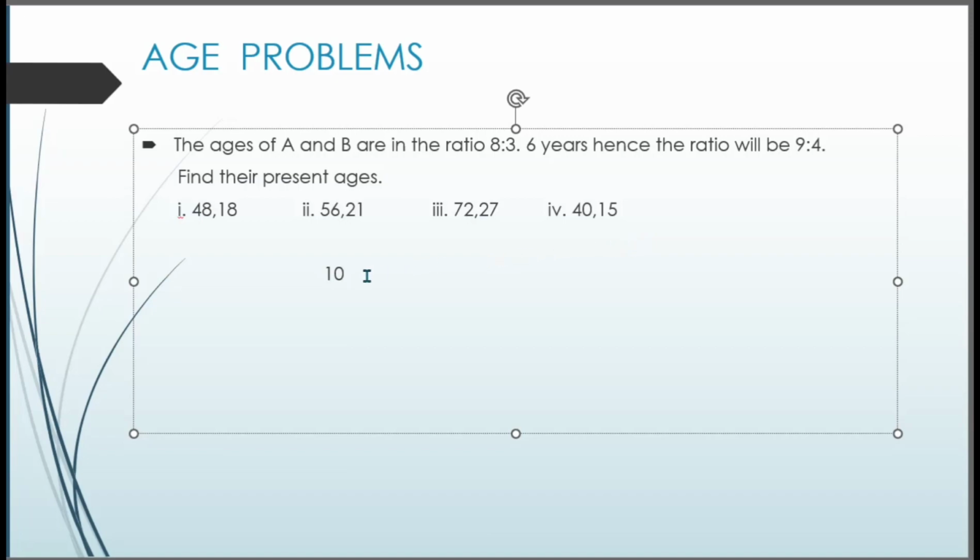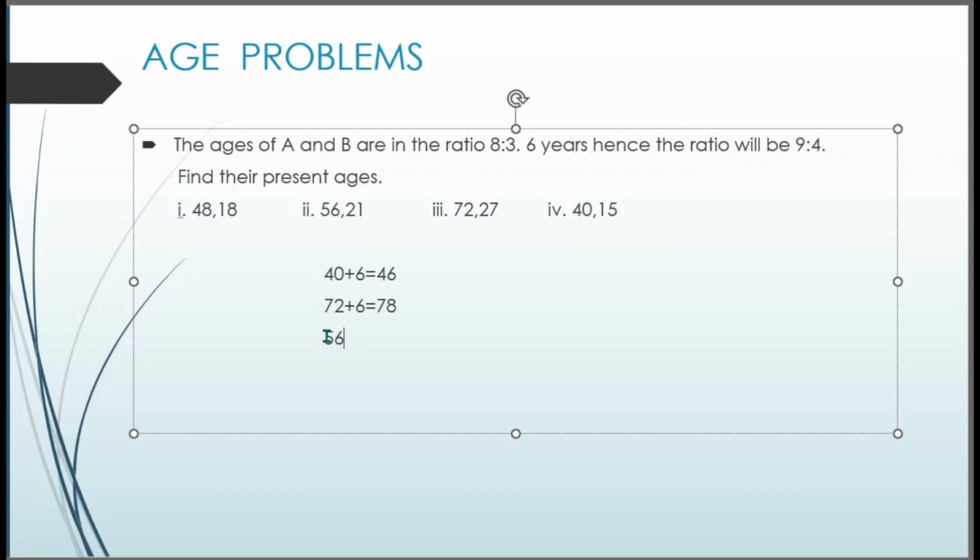So let's add 6 to any of the options. I'm starting with option number 4, 40. 40 plus 6, you are getting 46. Is 46 a multiple of 9? No, it's not a multiple of 9. So option 4 is not the answer. Let's check option number 3. 72 plus 6 gives you 78. 78 is not a multiple of 9. This is also not an answer.